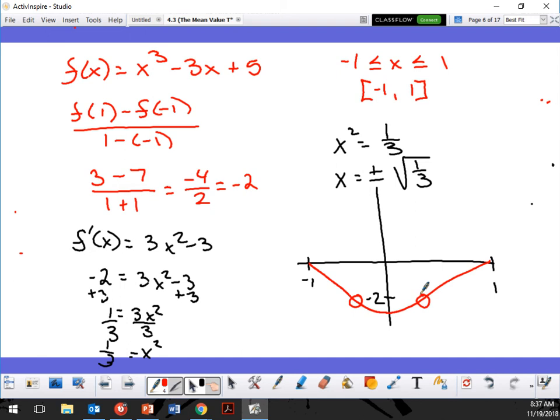It's not too complicated, it's just the idea is different. Instead of setting it equal to 0, we're setting it equal to the slope of the secant line. That's what the mean value theorem is. The average value. Where is the average value? And that's what we're finding. Does that make sense?